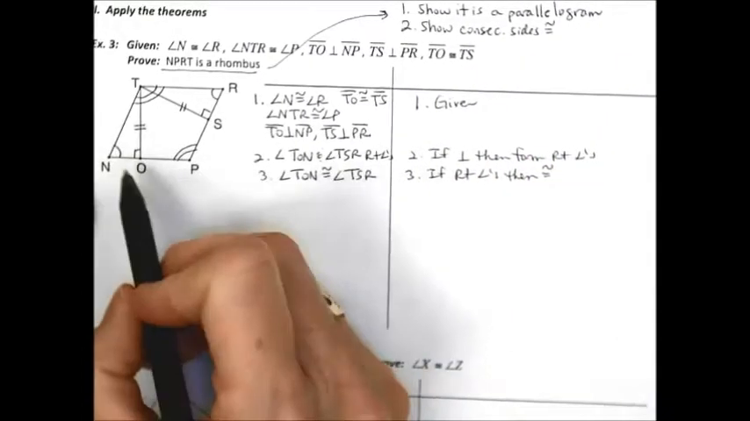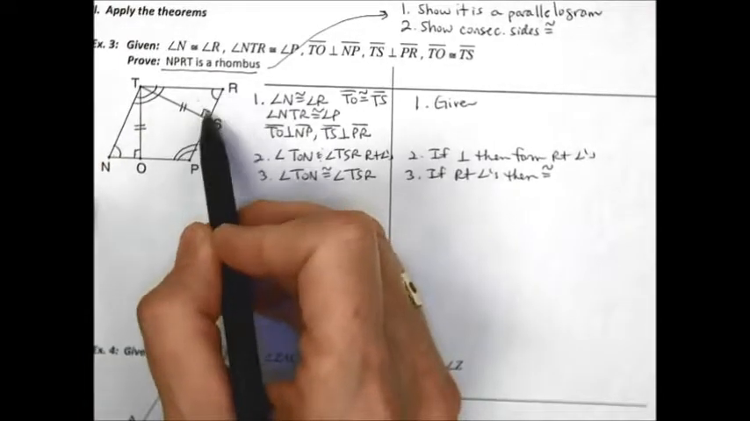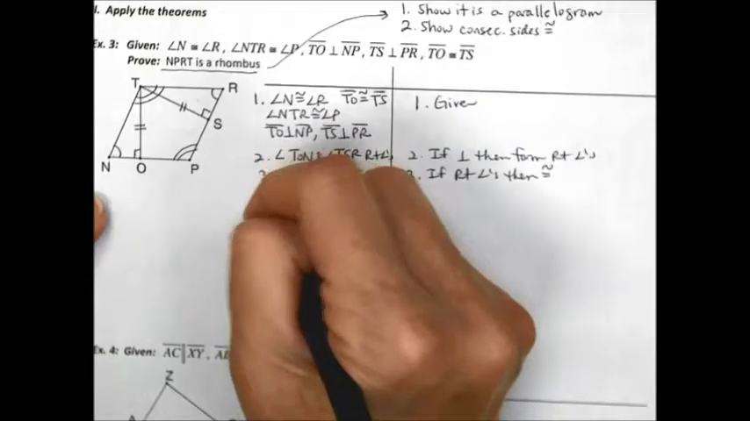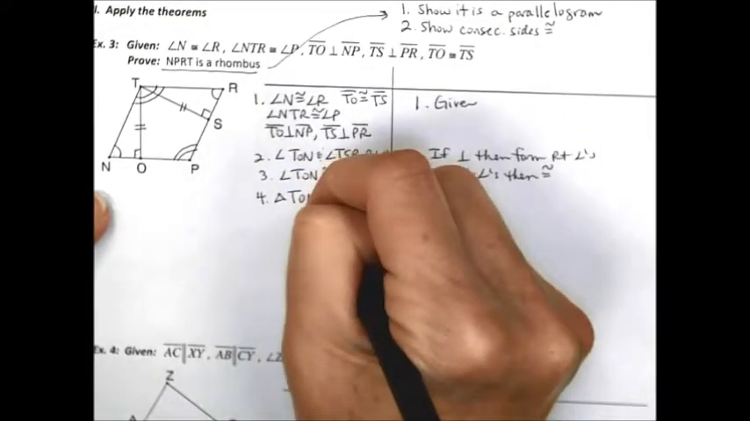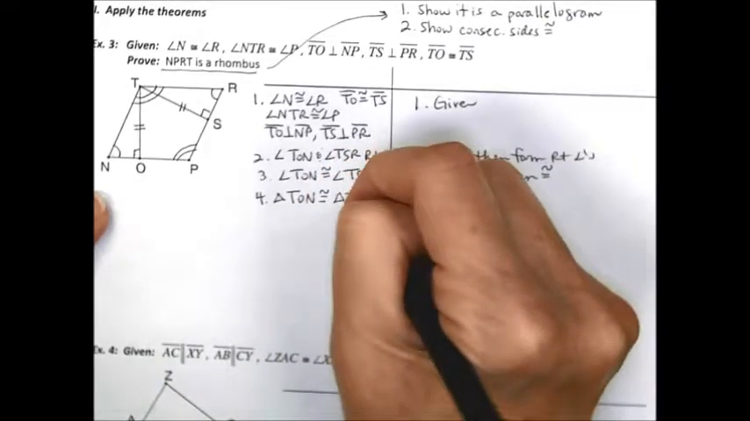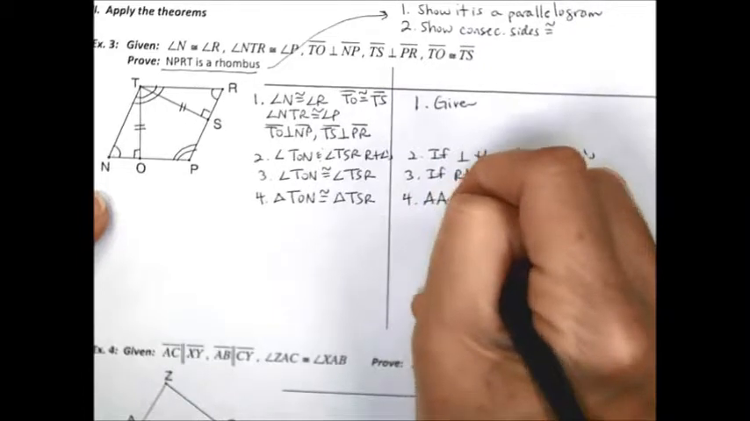And then I think I have angle, angle, side. Angle, angle, side. So notice I'm not proving the theorem this time, I'm just using it. So now I can say triangle TON is congruent to triangle TSR by my new theorem, angle, angle, side.